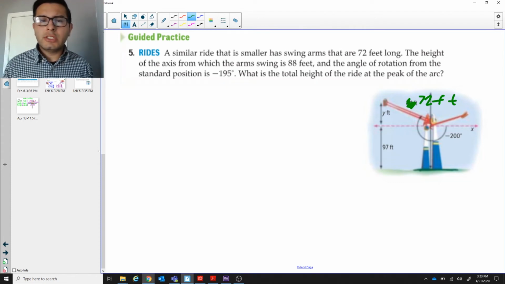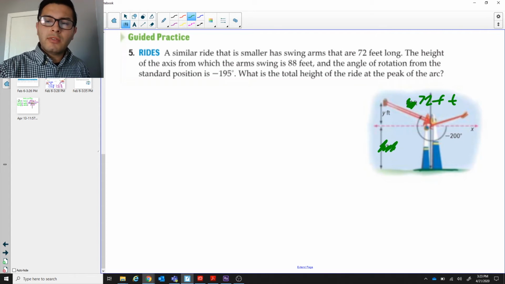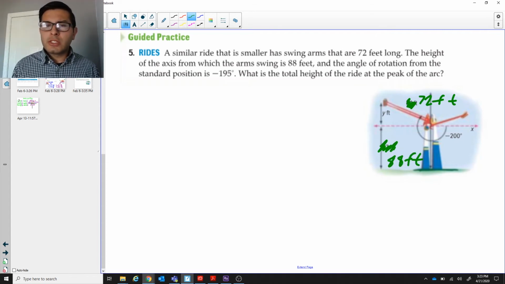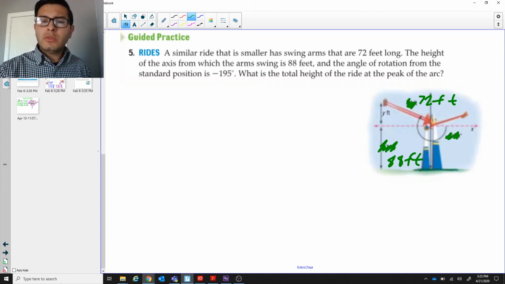What else changes here? The height of the axis from which the arm swings is 88 feet. So instead of saying 97 feet, we're going to say 88 feet. The angle of rotation that the standard position is negative 195 degrees. So instead of negative 200 degrees, we're going to say negative 195 degrees.